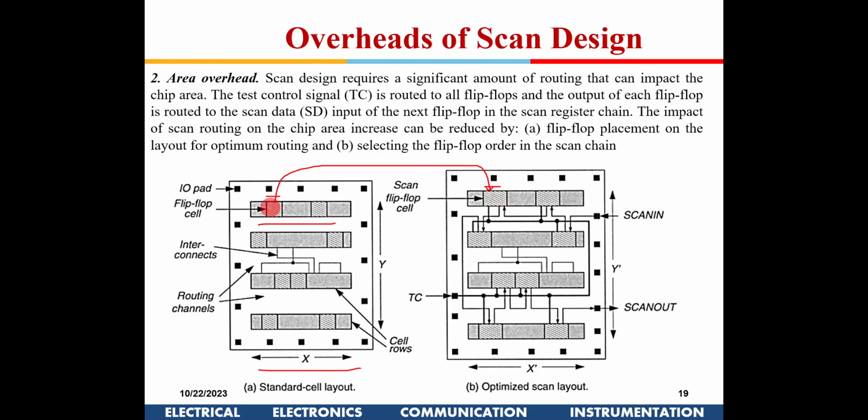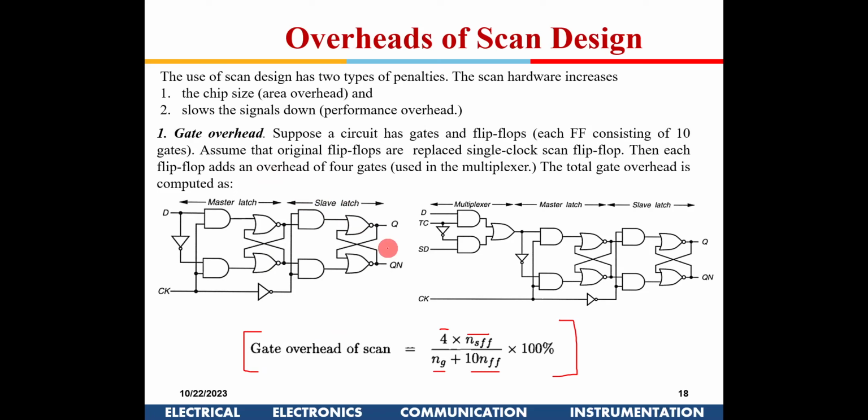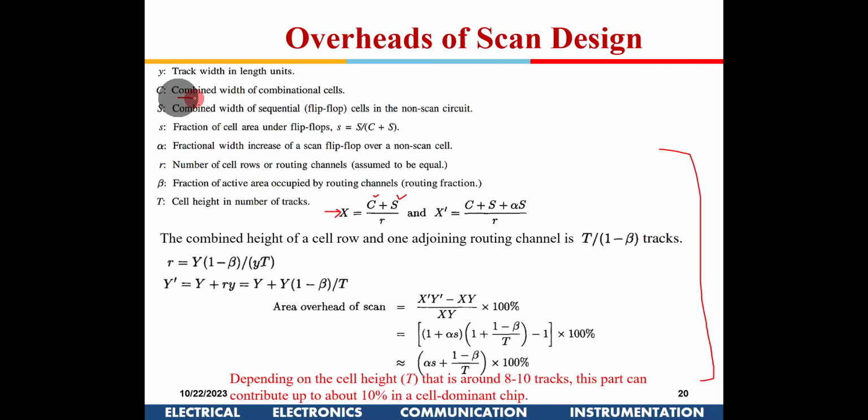Okay, but C is the total width of all the combinational circuits in the circuit, and that's how it is defined here: the combined width of combinational cells. So if there are 100 combinational cells, the total width is capital C. And similarly, if there are 100 flip-flops, the total width is S.